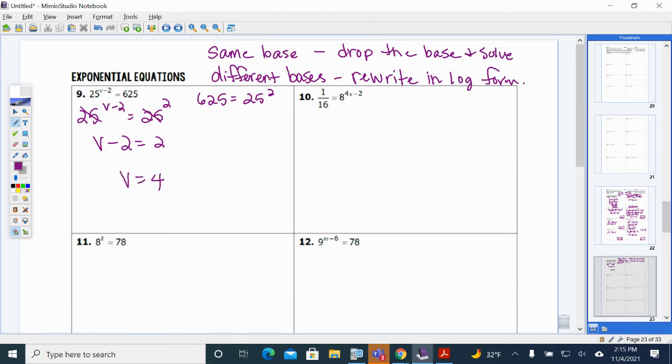Because you're going to add your 2 to both sides. If you do check it, which is not always necessary here, because these are exponential and it doesn't say log, if you check it, it will work.